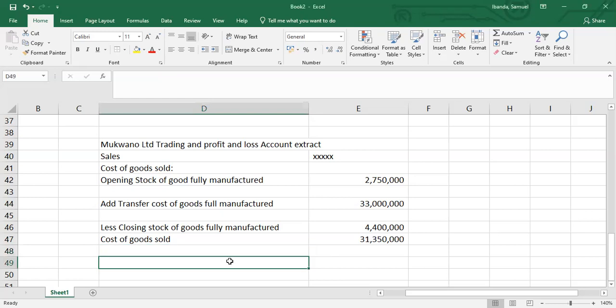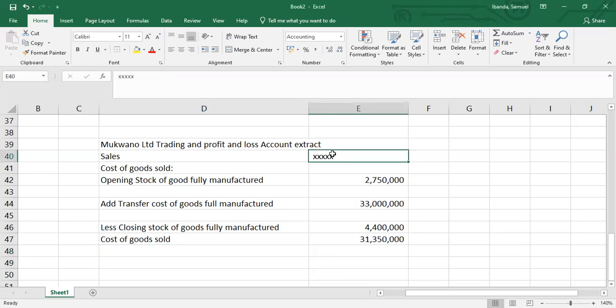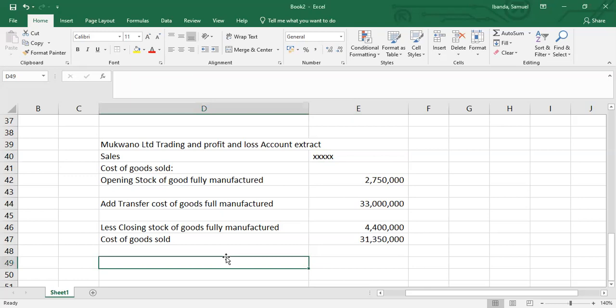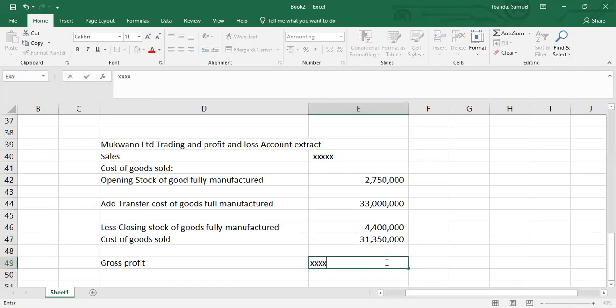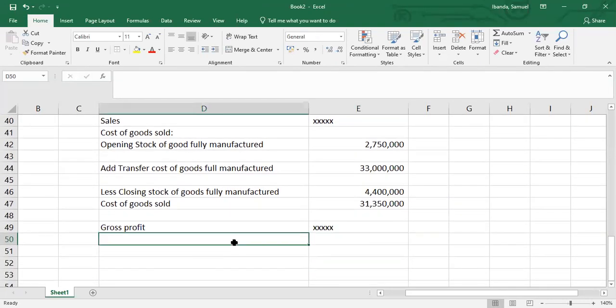Now, in this case, if we had the sales figure, we should be able to determine the gross profit. Our gross profit would have been the sales figure less the cost of goods sold, which we can denote by just a star. It can also be a loss, by the way. It's not that it should always be a profit.